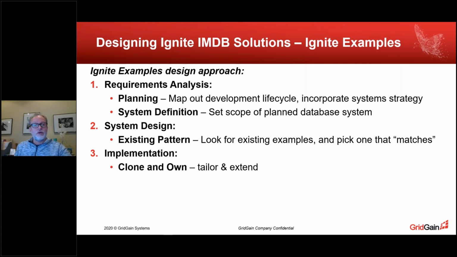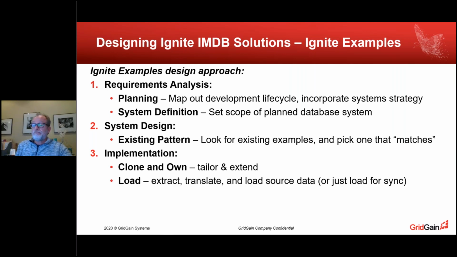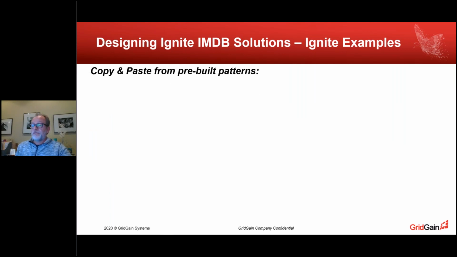You're going to clone and own. That's a better way of saying copy and paste. But essentially, once you clone it out of the Ignite repository, remember, you own it, and you're going to start making changes to it and extending it. Then again, you're going to load the data and run it and see if everything works, and you confirm it, etc. Okay, so what does that look like from a practical perspective?